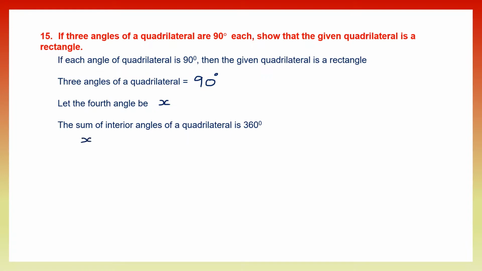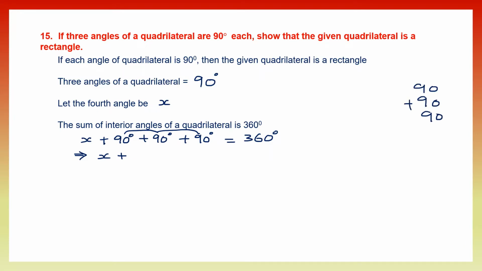That means x plus, x is the fourth angle. Now three angles, 90 degrees plus 90 degrees plus 90 degrees. So we have four angles here now. Together, they will add up to 360 degrees. Now to find the fourth angle x, we have to add up all these 90s. So we have 90 plus 90 three times. So let's add it up. 90 plus 90 plus 90. 9 plus 9 is 18. 18 plus 9 is 27. So we've got 270. This is equal to 360 degrees.